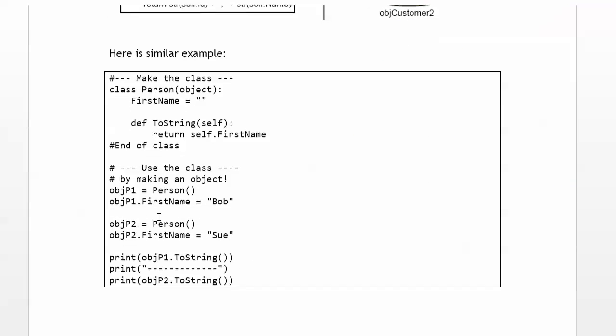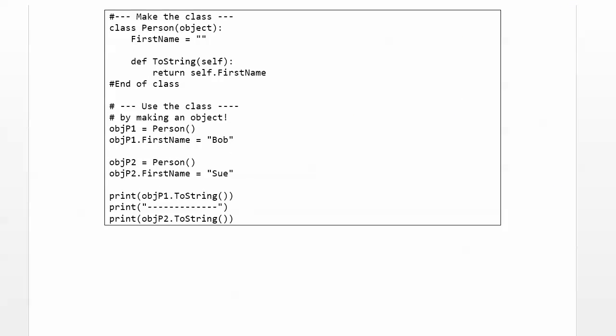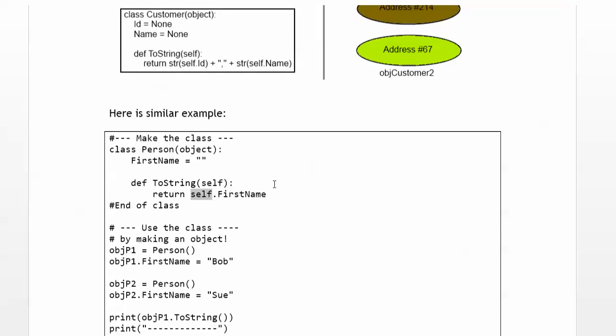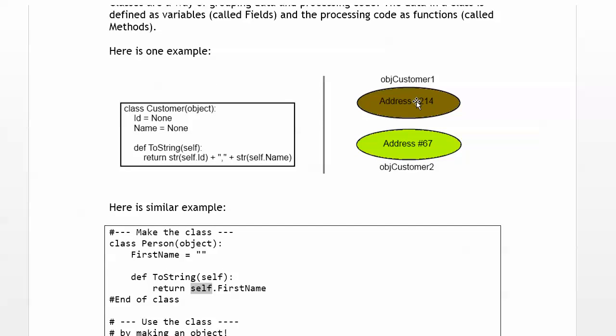Here's another example we're going to be using for the videos. This is a person class, and once again I'm going to inherit from the basic starting class called object. In this case, I've defined a field called first name. I've set it to an empty string, and I've defined my first method, called toString, in which case I return the first name.